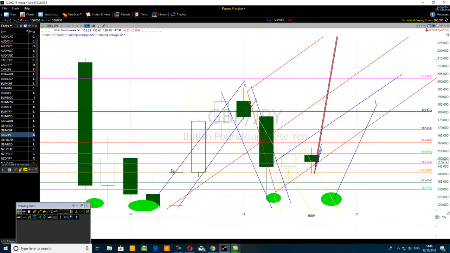So this will conclude our discussion today about how to use the Pitchfork tool and key levels to trade pound yen like a pro.